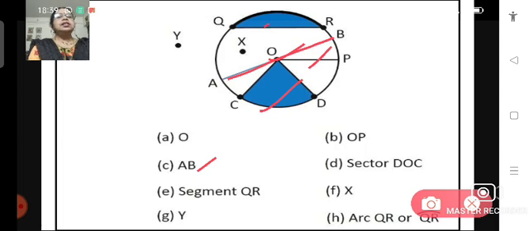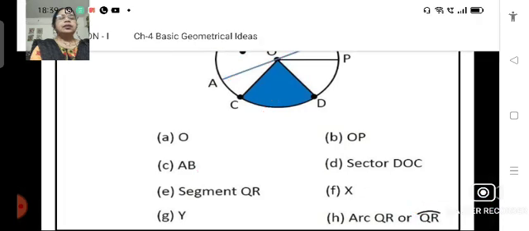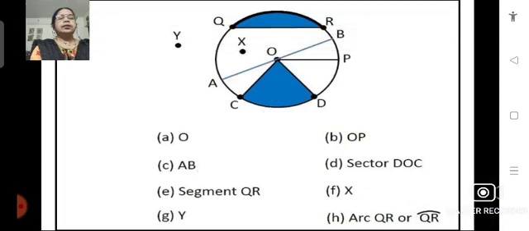Segment is QR. This is bound by a chord on one side and an arc on the other side. Then a point in the interior of the circle, X. A point in the exterior of the circle is Y, and arc is QR. Arc is a portion on the circumference of the circle. So QR can be taken as the arc.